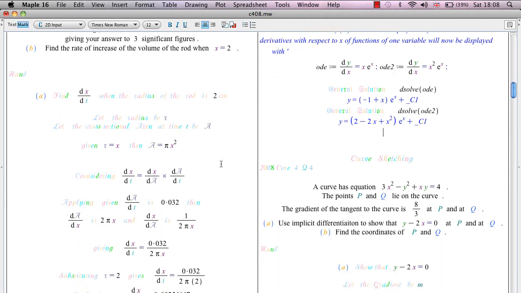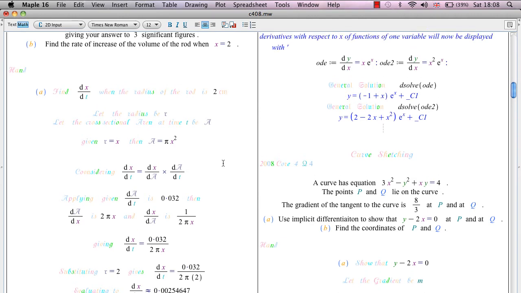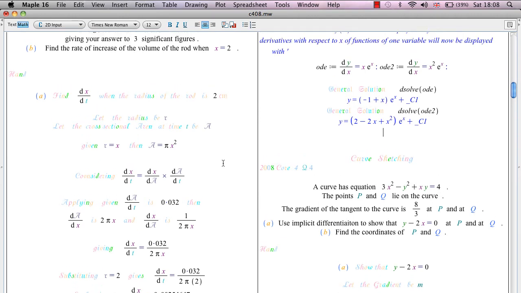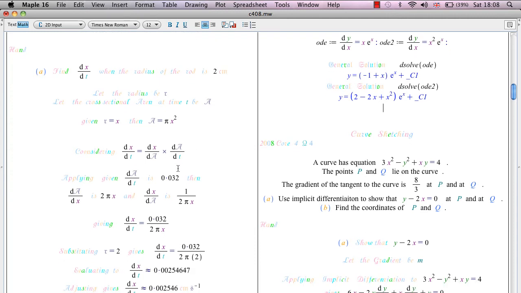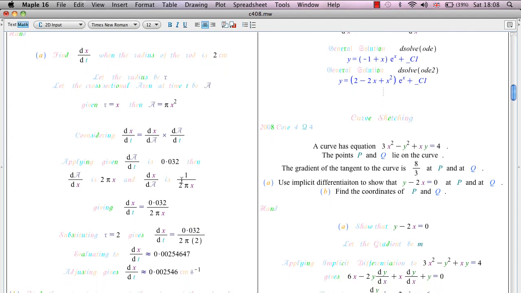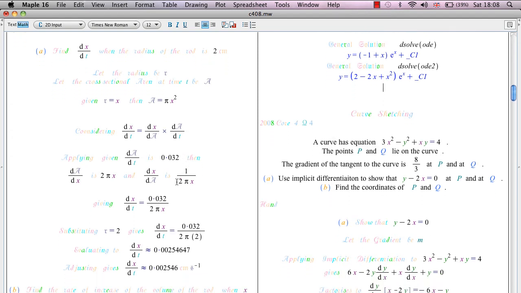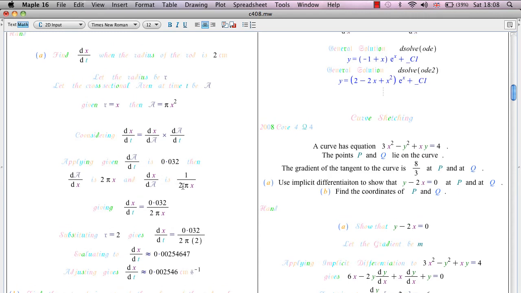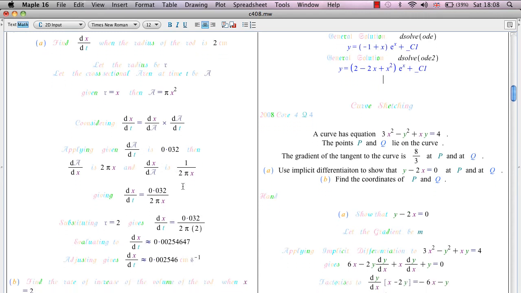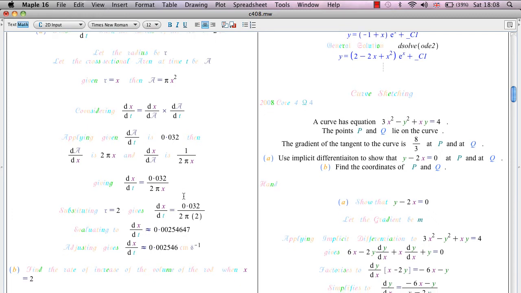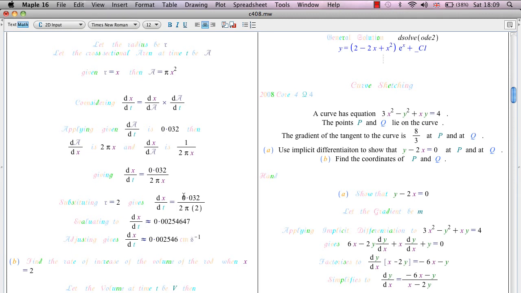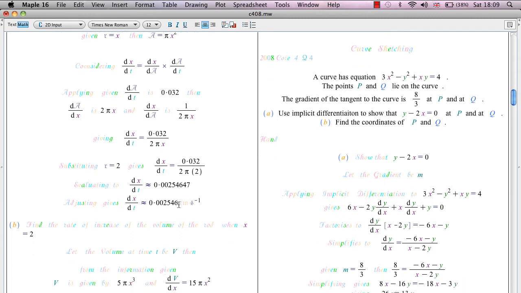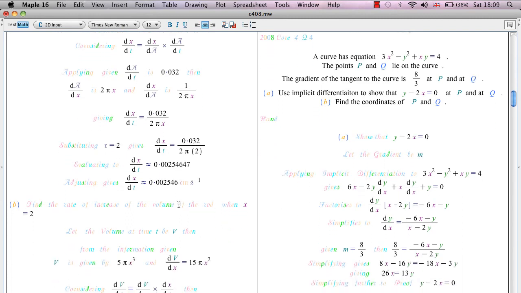So for part A, the cross-sectional area will be pi x squared, given that dx dt will be this expression. Evaluating dx dA and using the given value of dA dt and applying to the expression and substituting a radius of 2, where x will be 2, and applying gives the value for dx dt.